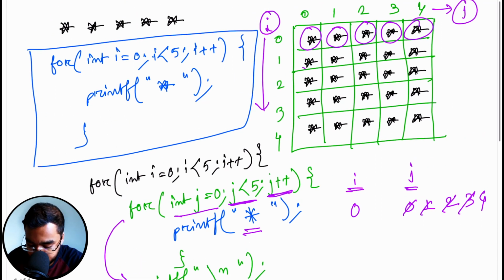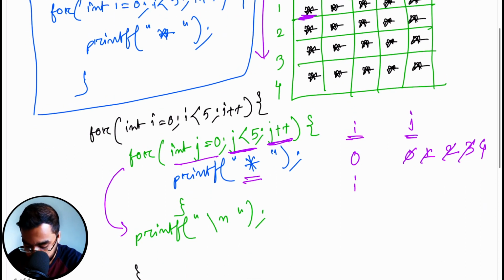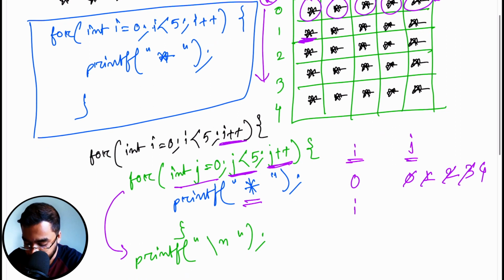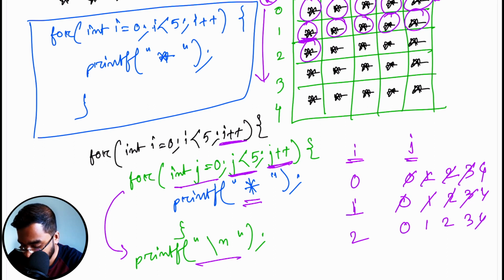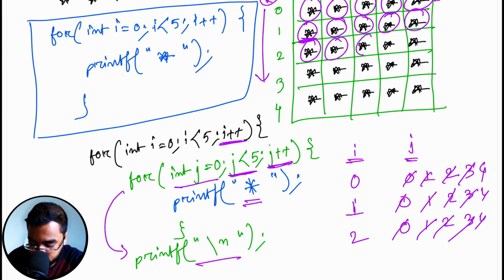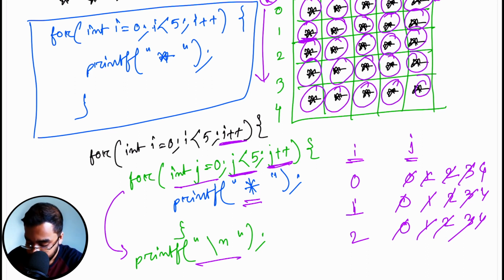Then the for loop will break, and printf backslash n executes. For the backslash n, the cursor will come to the next line. Now i equal to 1, since i plus plus happens. For i equal to 1, j goes 0 1 2 3 4, again backslash n. Then i equal to 2, again 0 1 2 3 4, backslash n, and for 3 and 4 the same things are happening.